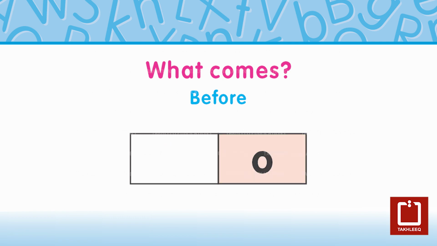What comes before O? First we say N, then O. N, O. N comes before O. So we write here N.